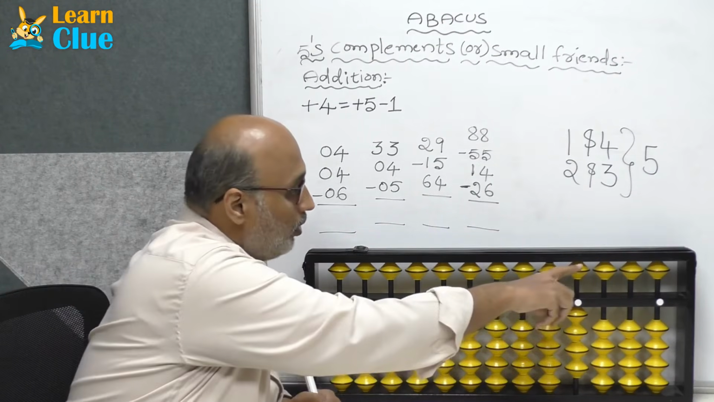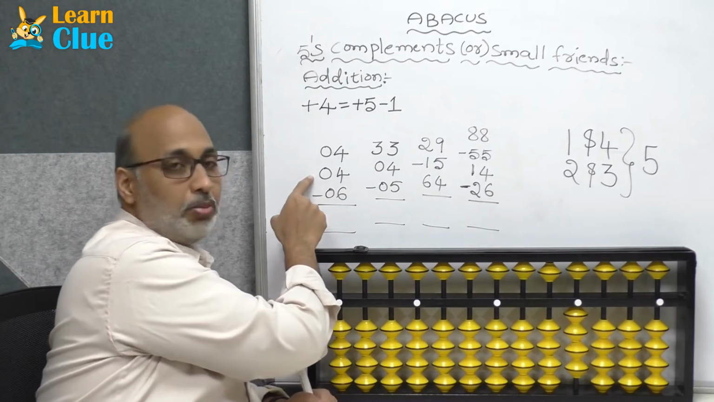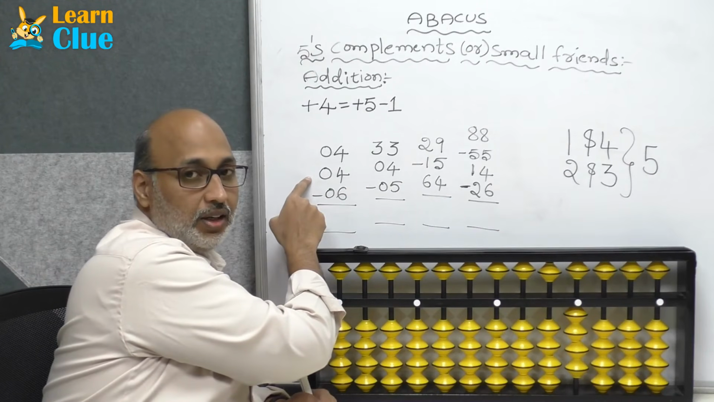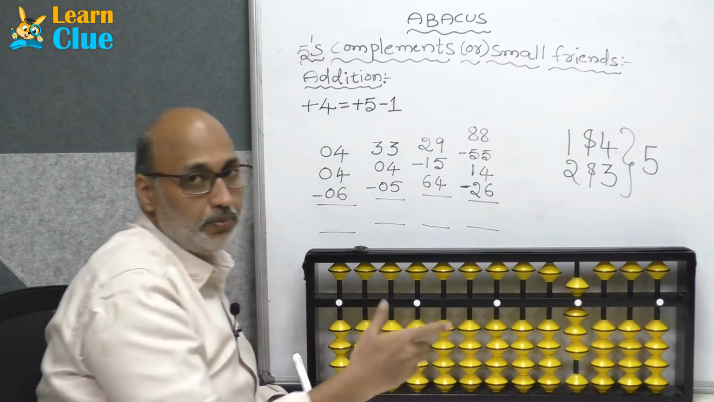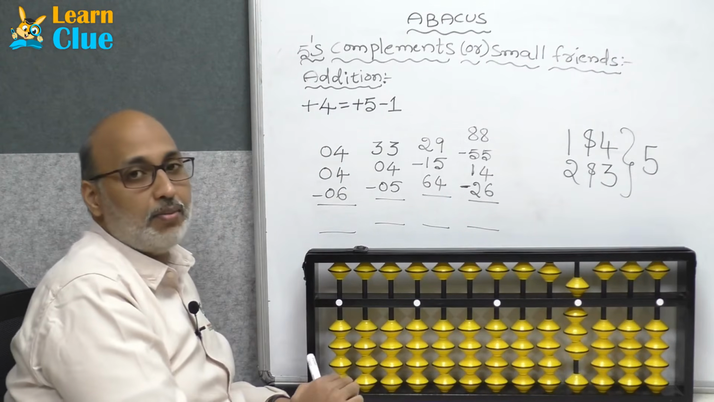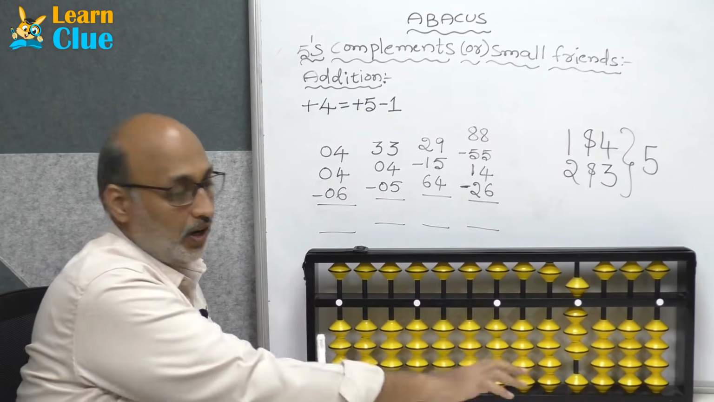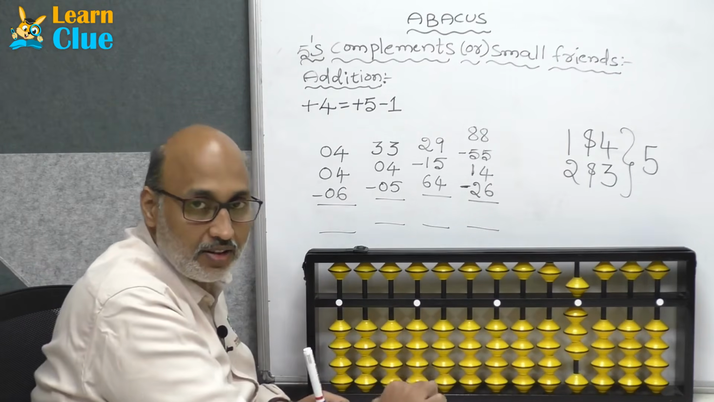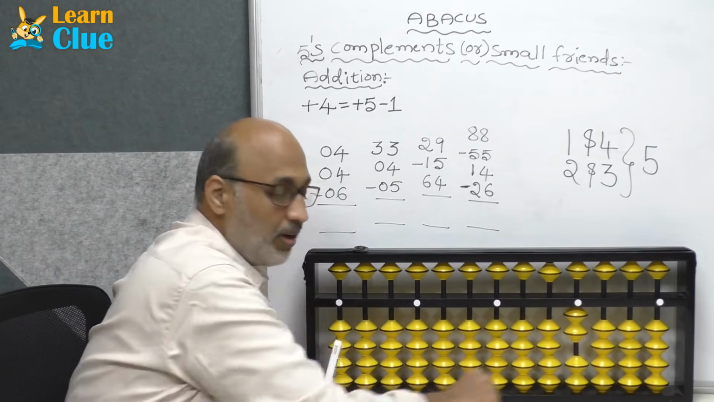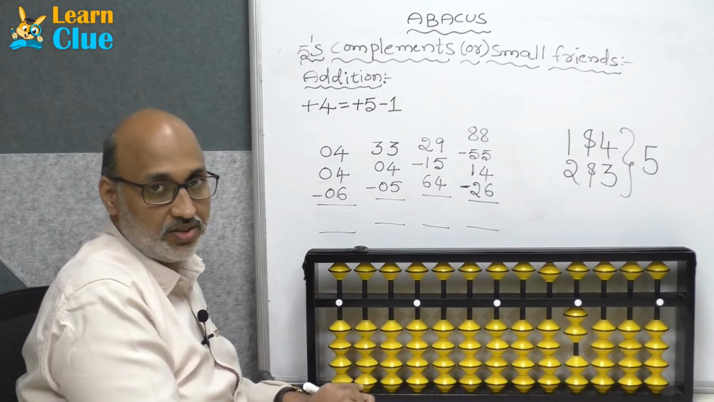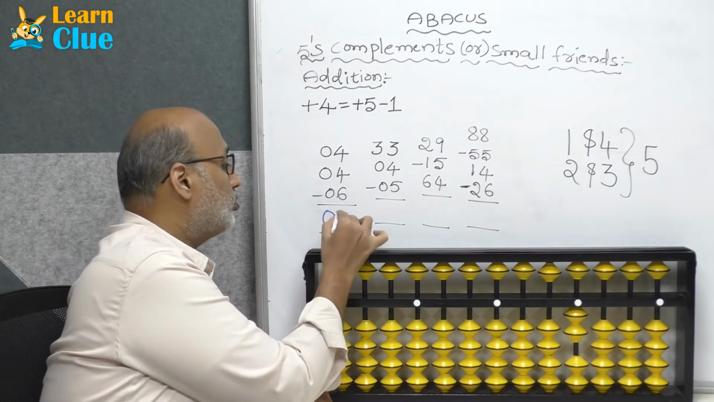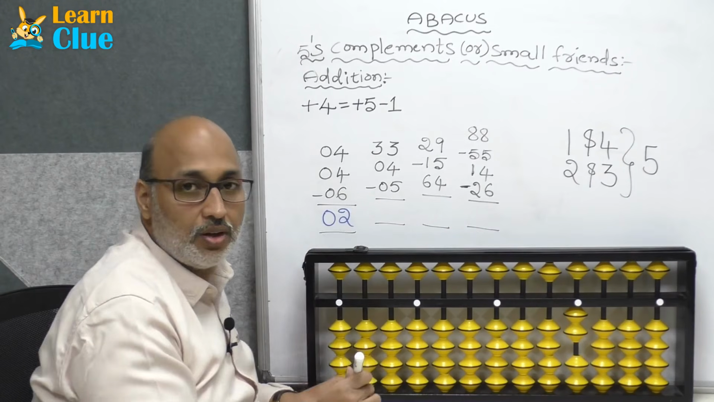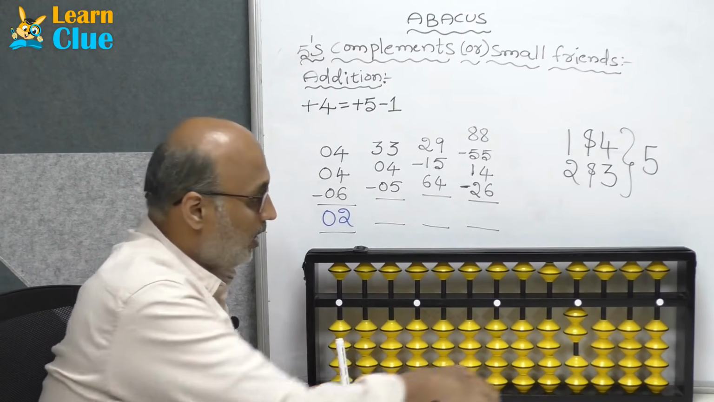Okay, so the second thing they are asking is plus 4, plus 5, minus 1. Now they are asking minus 6. Do we have enough beads to do minus 6? Yes. Minus 5, minus 1, minus 6. So now tell me what is the answer? 2. Answer is 2. Okay.